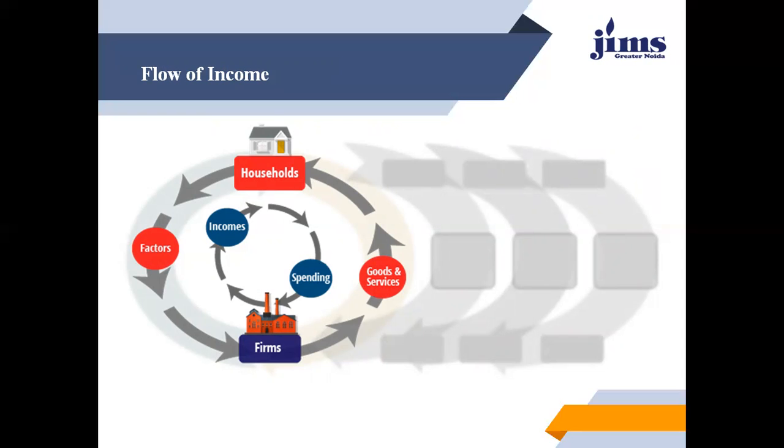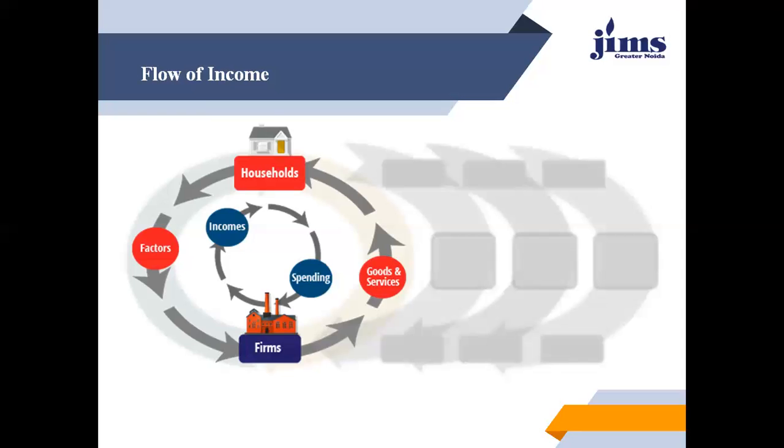Now, for firms, it is not possible to produce goods and services without factors of production. And where would these factors of production come from? From the households. So firms, on the extreme left, we can see, take factors of production from the households. And the factors of production are land, labor, capital, and entrepreneurship. For these factors of production, firms pay back to the households, which becomes the income of the households.